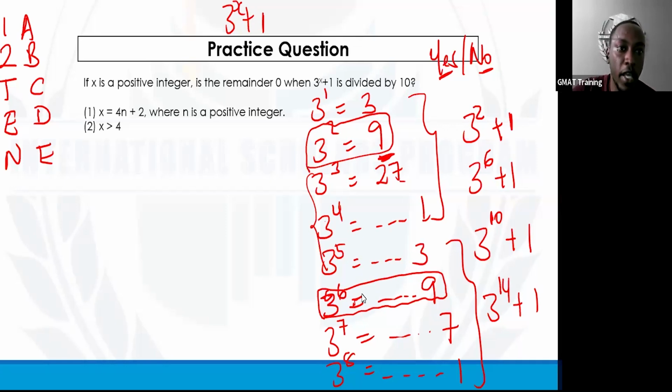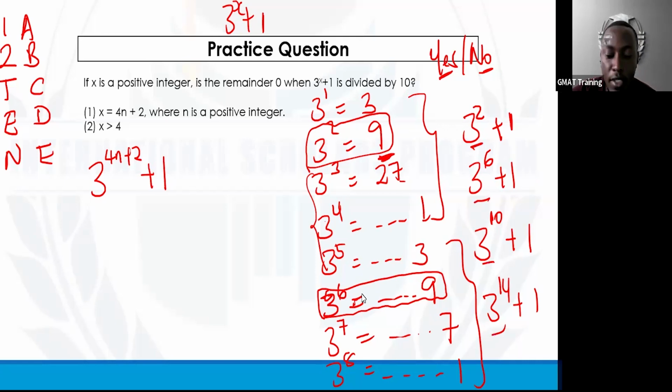Statement number 1: x equals 4n plus 2, where n is a positive integer. That means 3 to the power 4n plus 2, plus 1. Is this a multiple of 10 when divided by 10? Is this a multiple of 10 if n is a positive integer?